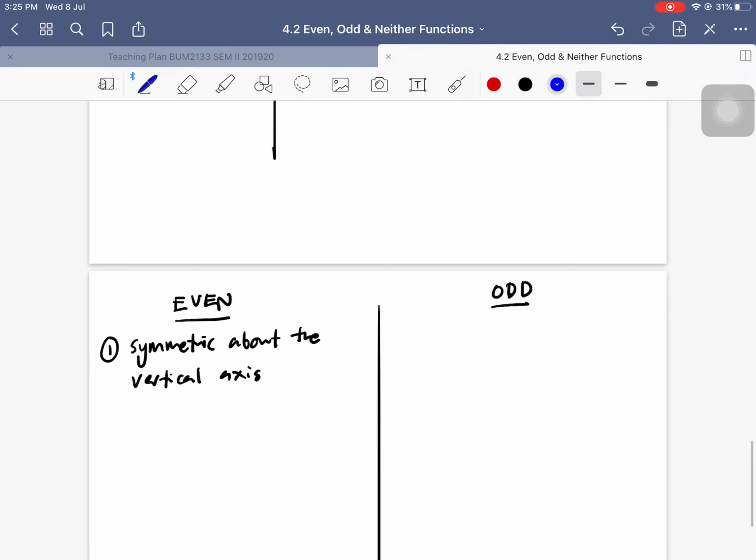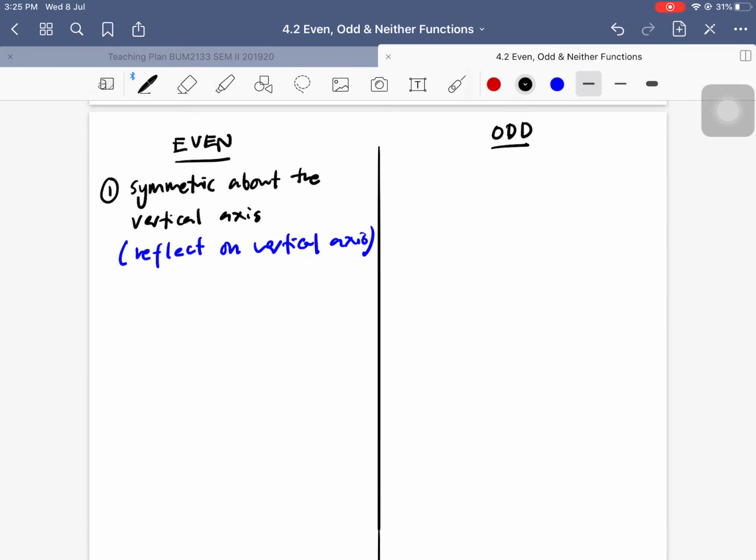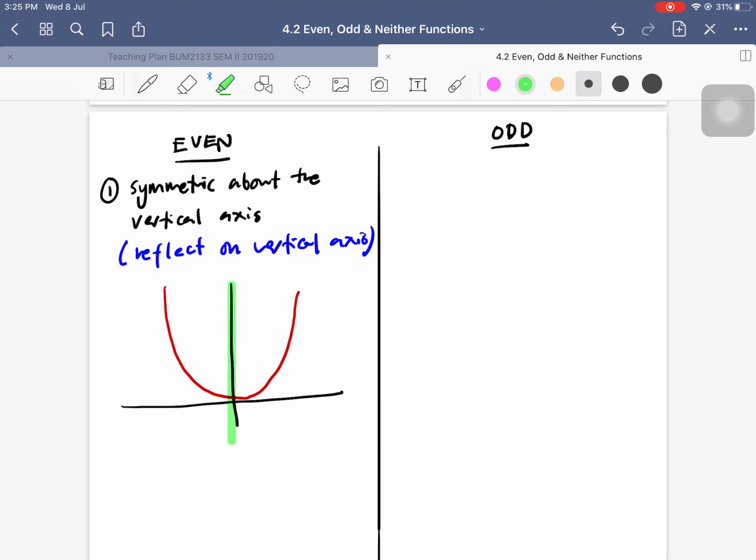So it reflects on the vertical axis. For example, if I have something like this, it's going to be even. I suppose this is going to be my graph. It might not look even because of my drawing, but let's say it's going to be the same side by side. So this is an example of an even function. Where's the mirror? The mirror is on the vertical axis. So when we reflect, it's going to be the mirror image of each other side by side.